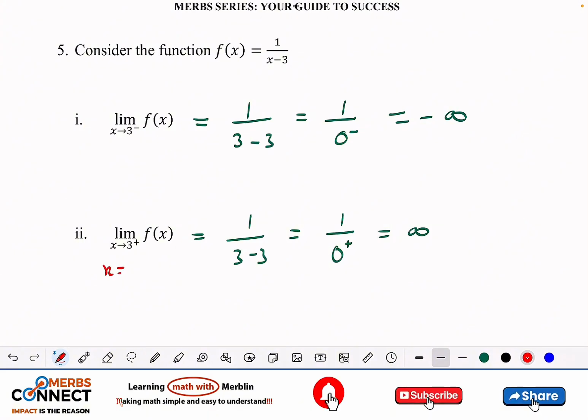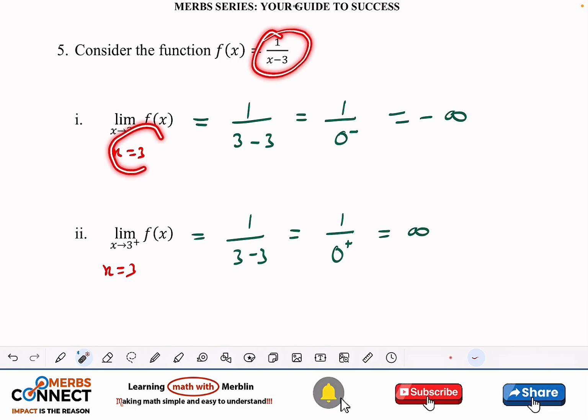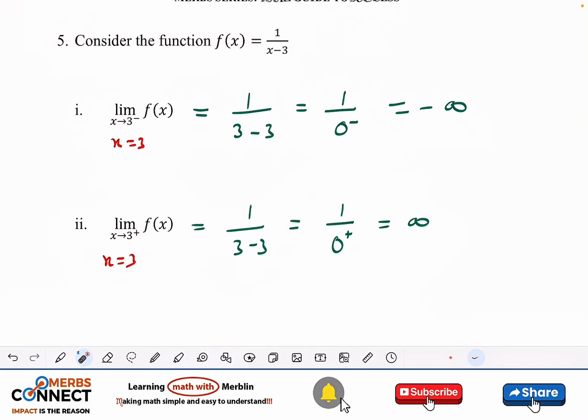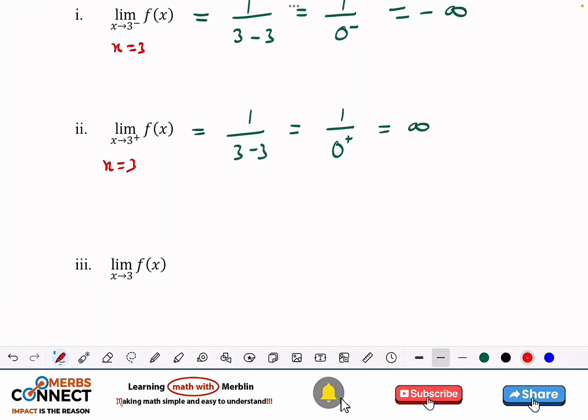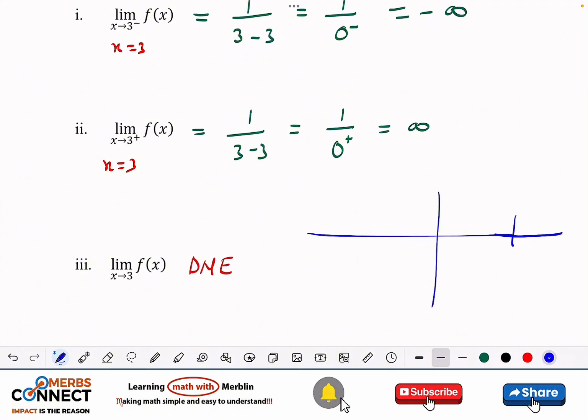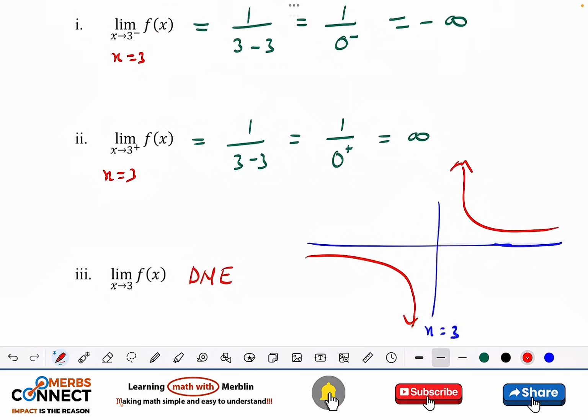So here we are setting x to be equal to 3. Same thing also here, and we just plug it inside the function, because the function is not telling us whether it is the left or the right. So we are using it to solve for the left and the right at the same time. And then what can we say about this? This does not exist, because even when you look at the graph, as x approaches 3, from the left we are going to negative infinity, and from the right we are going to positive infinity. So it does not exist.